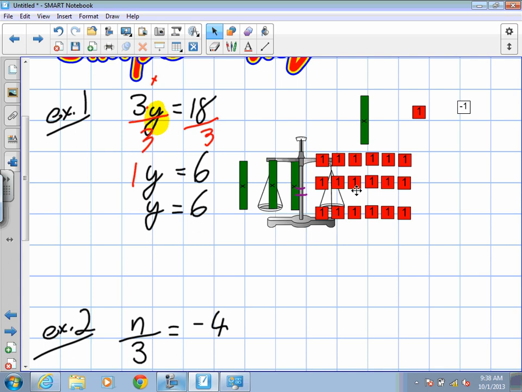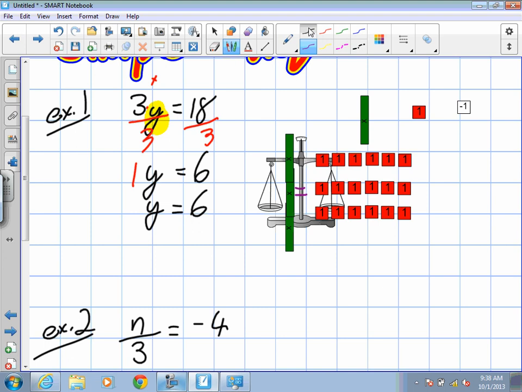Okay? So with this idea, what that means is this x is equal to the first group. This x is equal to the second group. And this x is equal to the third group. They're all equal to the same amount. What is one of these x's, or in this case y, what is one of them equal to? 6. That's right. So that's the visual explanation to this question.